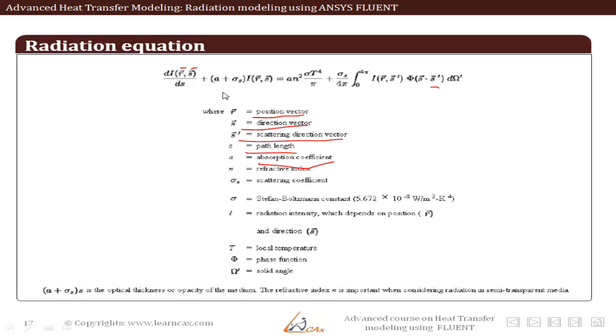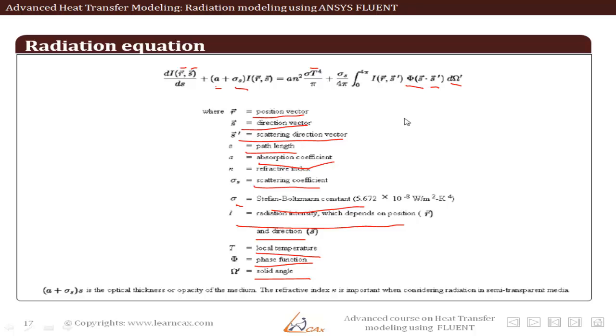Absorption coefficient is alpha, which is given here. We have the scattering coefficient sigma s, which is given here. Sigma is the Stefan-Boltzmann constant, which is also included in this equation. I is the radiation intensity, which depends on position and direction. T is the local temperature, which is used here. Phi is the phase function, which is this phi. And omega is the solid angle, which is shown here.